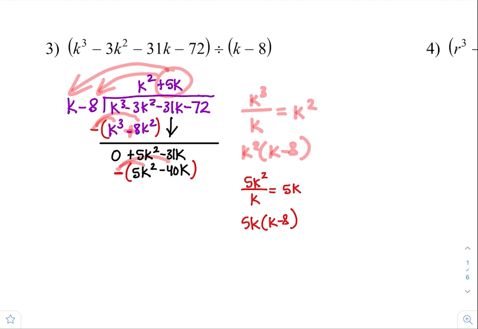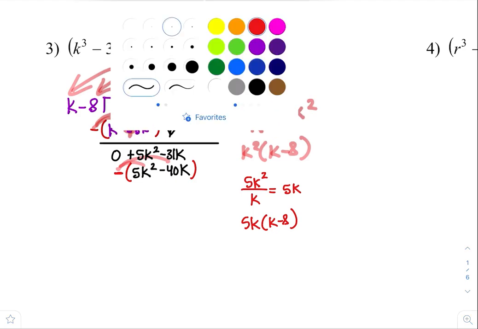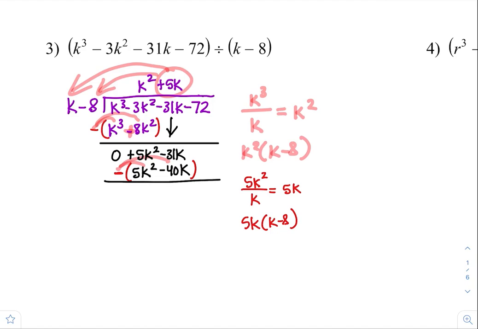So 5k squared minus 5k squared is 0. Negative 31k, this is going to be a positive, right, you guys? A minus times a negative is a positive. So negative 31 plus 40, that's going to be plus 9k. And then drop down the 72.